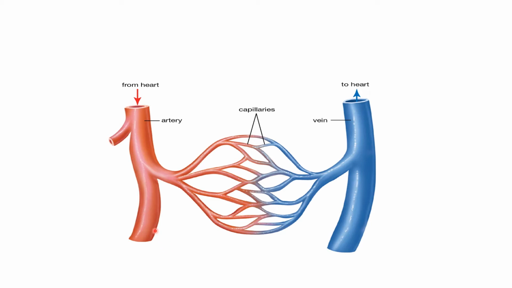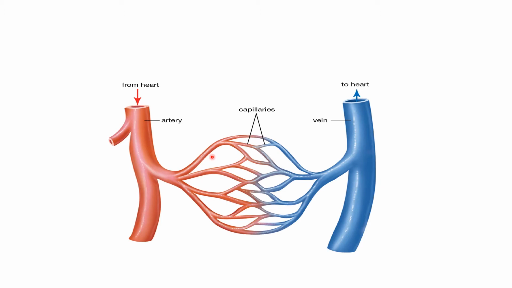Blood flows inside the tubes. These tubular structures are called vessels. These vessels are arteries, and these are the veins you can see, and these capillaries. Arteries are the vessels which carry blood away from heart, and these capillaries connect the arteries to the veins.